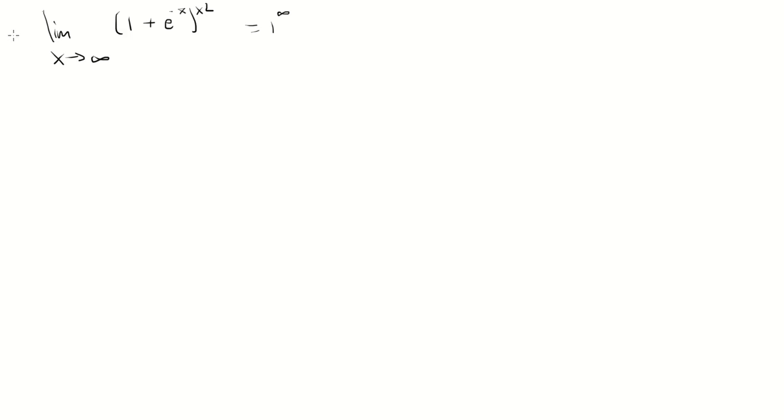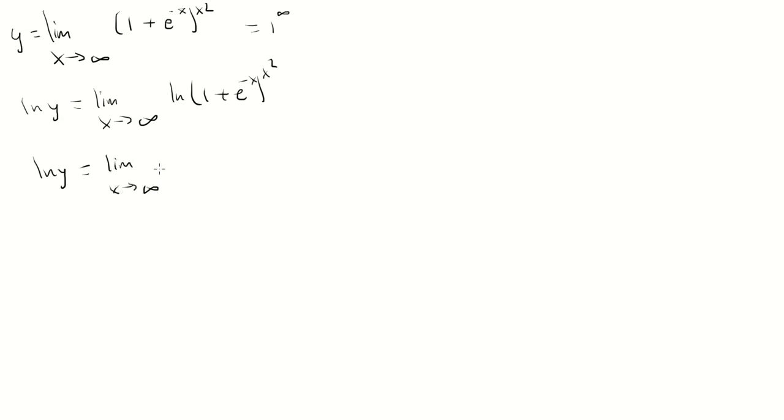So I'm going to set y to be the limit. And if I take the natural log of both sides, that's going to bring down the exponent. So that becomes x squared times the natural log of (1 plus e to the negative x). Now as x approaches infinity, x squared goes to infinity, but the natural log goes to 0. So the way I'm going to rewrite this is to get 0 over 0.